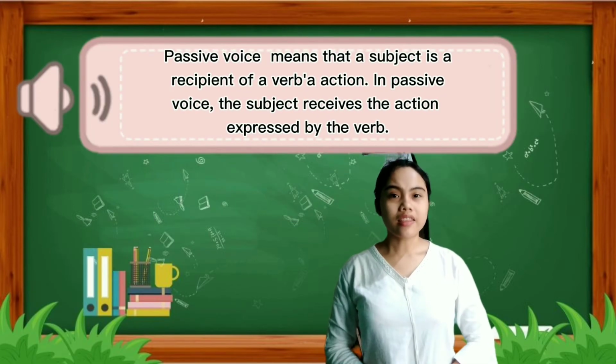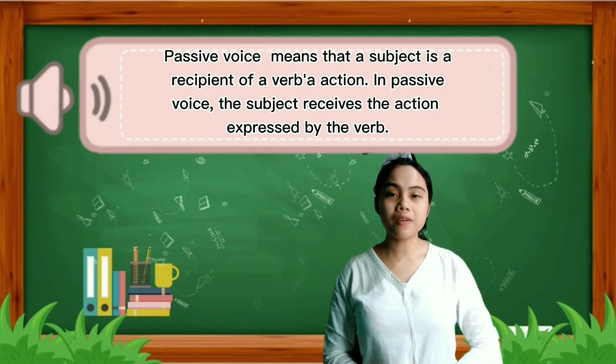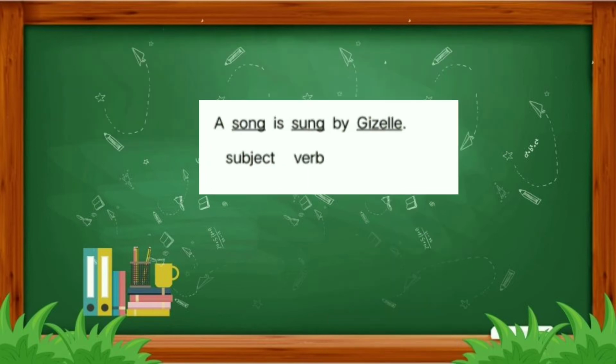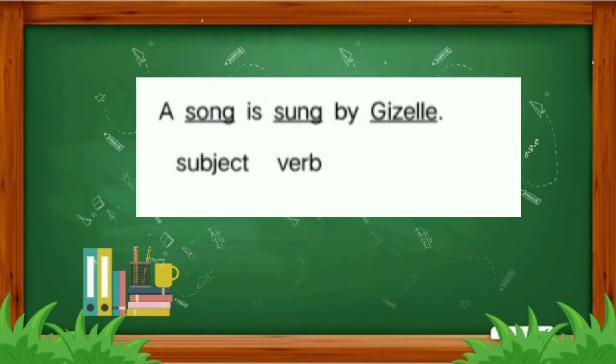Passive voice. This means that the subject is the recipient of a verb's action. In passive voice, the subject receives the action expressed by the verb. For example, a song is sung by Giselle. Here, the song is the subject, sing is the verb, and Giselle is the entity who did the action of singing, and the song is the entity on whom the action has been done.